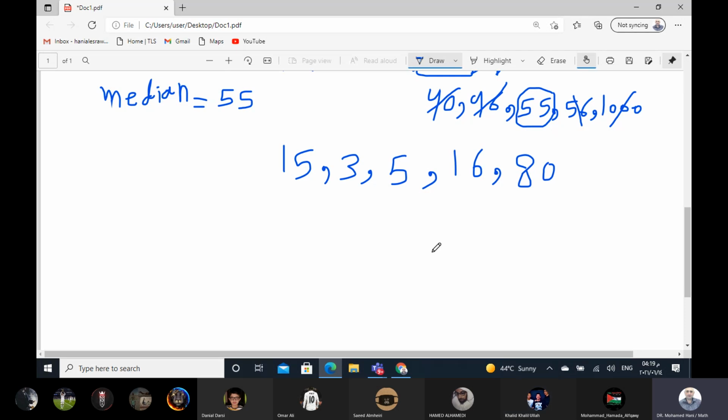The first step, what is the outlier here? 80. Why? Who can tell me why? Because there is a big difference between the other numbers and 80. Great. So the outlier here will be 80, because we have a big distance between the 80 and the other values.